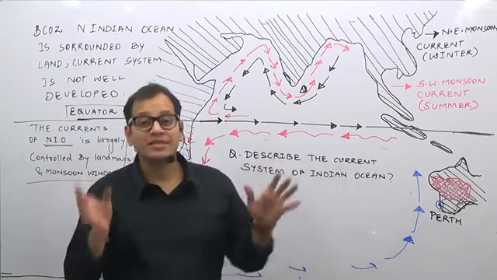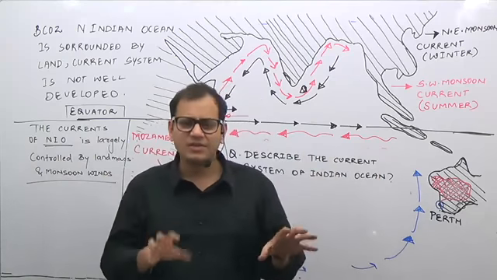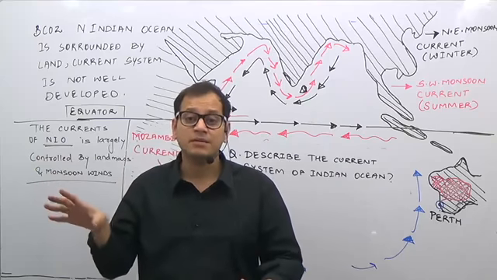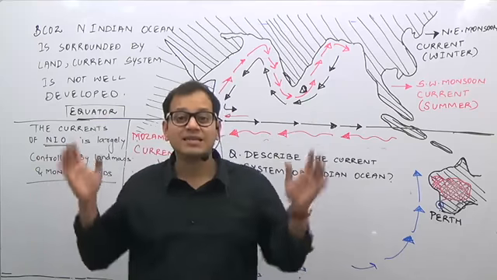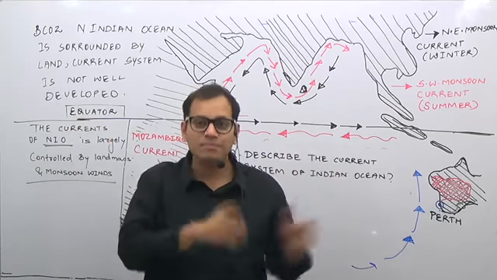This is the overall general idea of the current system in the Indian Ocean. So this is your assignment. Try to write it down, since these are the facts. Once you write down the assignment, I don't think you will forget the facts ever, even for the preliminary examination. So these are the current systems of the three oceans, Atlantic, Indian and the Pacific Ocean.